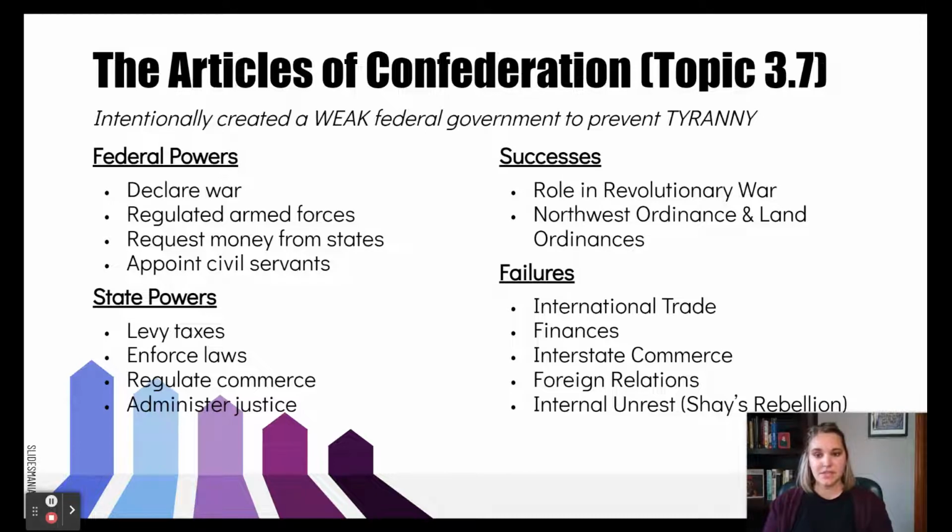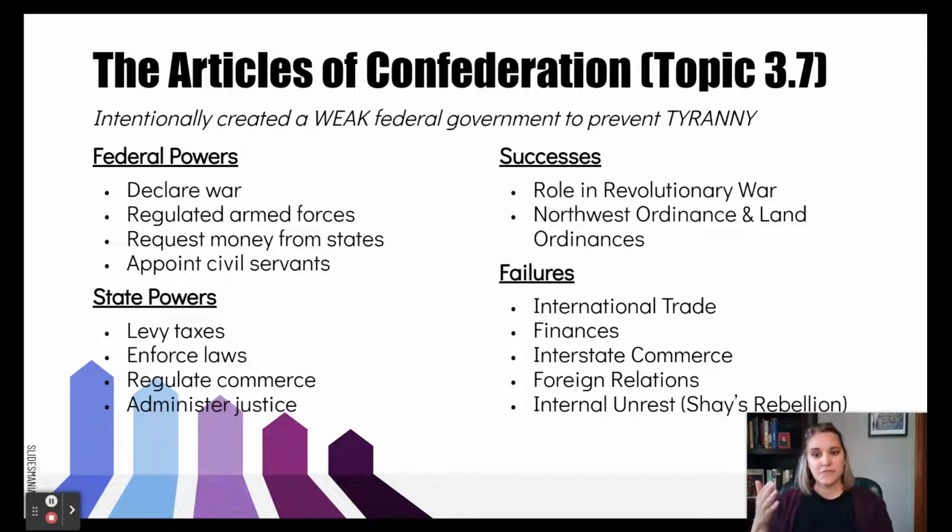Next up, related to the topic, is the Articles of Confederation. And really the key to remember here with the Articles of Confederation is that they were intentionally creating a weak federal government to prevent tyranny. They did not give power to the central government out of fear that it would turn into a tyranny like Britain and Parliament had acted towards the colonies.